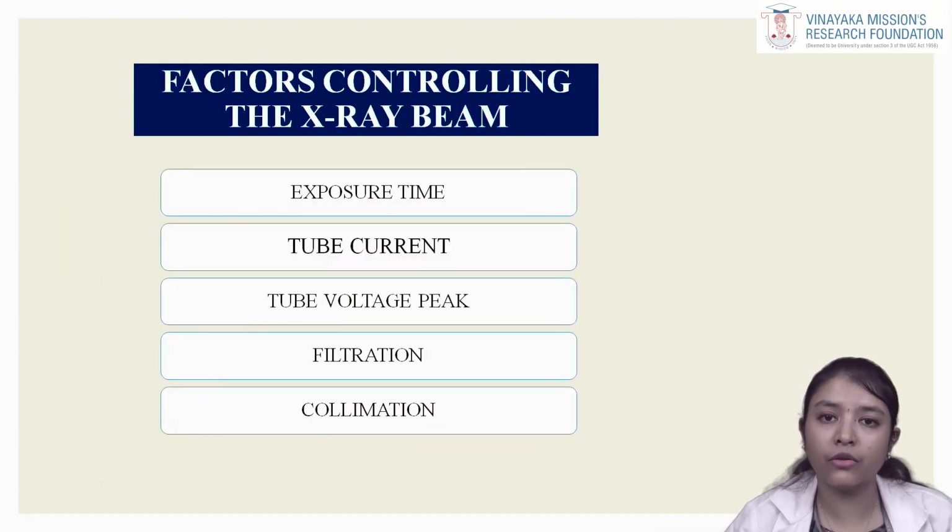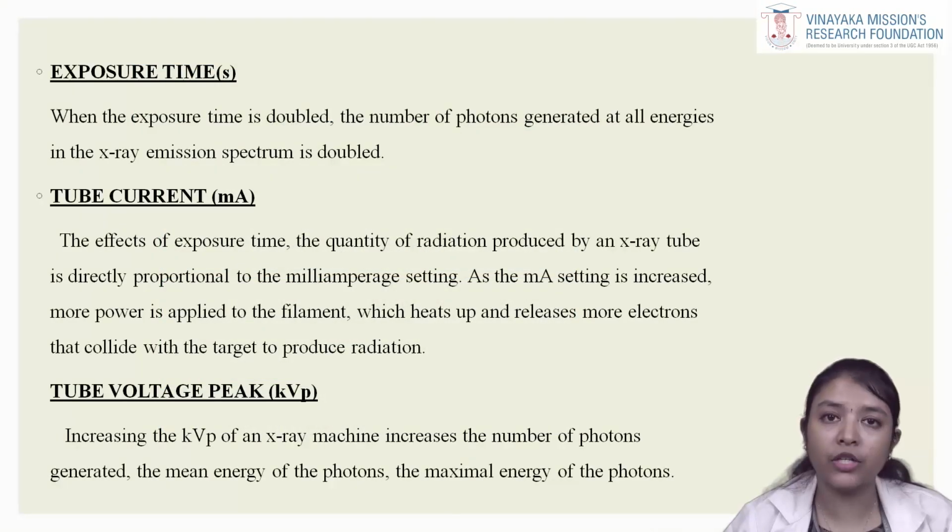Factors controlling the X-ray beam: exposure time, tube current, tube voltage peak, filtration, collimation. Exposure time. When the exposure time is doubled, the photons generated are also doubled. Tube current. The quantity of radiation produced by an X-ray tube is directly proportional to the milliamperage setting.